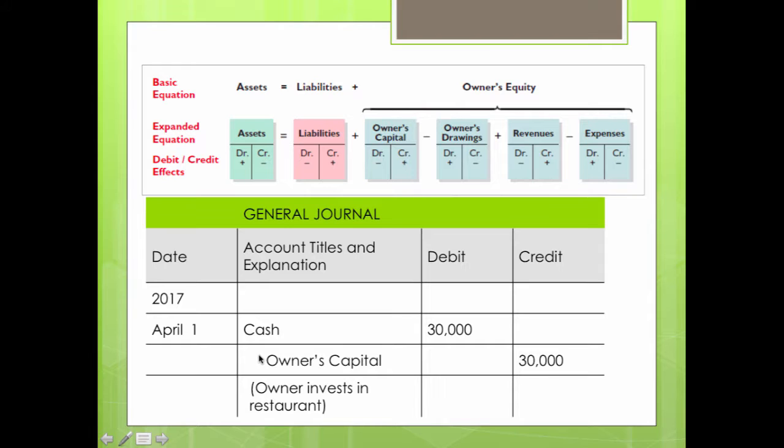And the last step is to provide some type of explanation so that we know what the transaction was for. And that's this bottom line here. In this case, I wrote owner invests in restaurant. There's no right or wrong answer. You just need to make sure that you record a description that will help you remember what the transaction was all about. And that is it. We just learned how to journalize an entry.